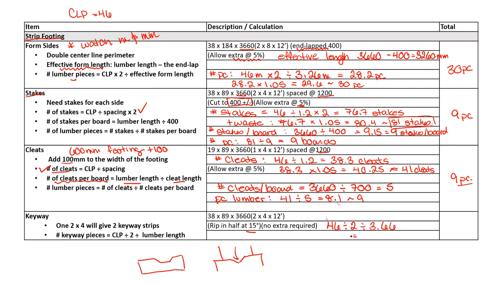And it says you don't have to add any extra, and that's because it's not a spot where you're going to have waste. You don't have to worry about that. And we would need 7 pieces. Okay, so for the total column, always round up. But if you want to find out how many boards you're cutting out of a piece of lumber, you're always going to round down.